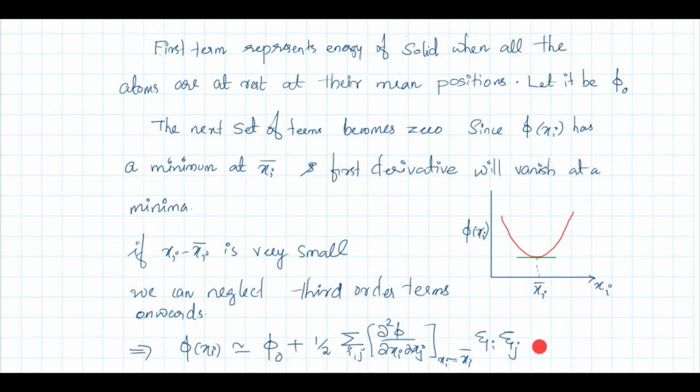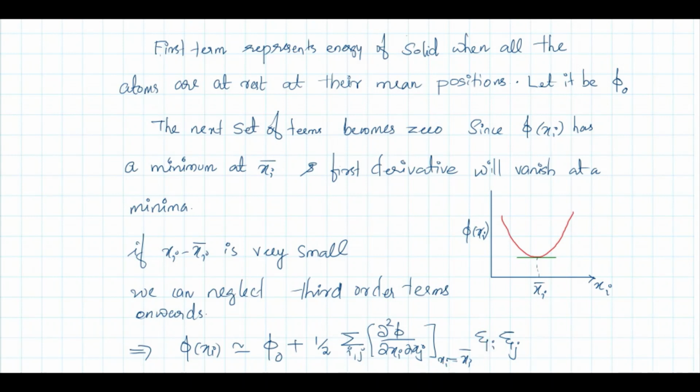Plus the third order terms, which we will neglect because we are considering small displacements from the equilibrium position. So all the xi minus xi bar are very small, and we can neglect the third order terms onwards. So this is the final expression for potential energy.